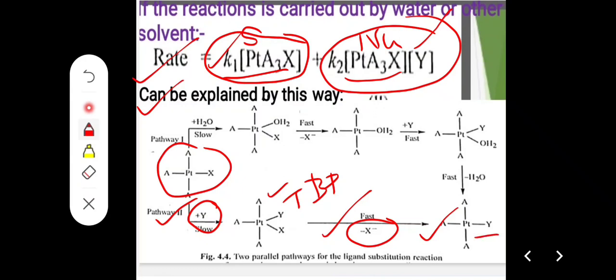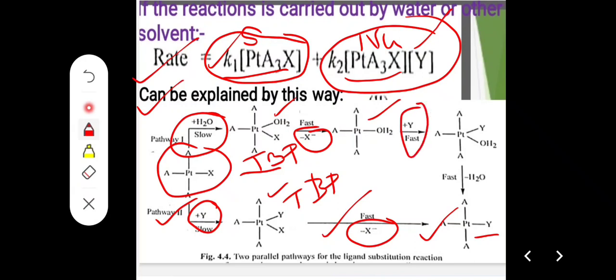If we go through the solvent pathway, for example water attaches to the complex and produces a TBP shape intermediate. Then X minus, the leaving group, is removed, and we get a square planar complex. Then the process is repeated: Y, the incoming nucleophile, attaches to it, which is the first step, and again a TBP intermediate is produced. After removal of water, we get the ultimate product.